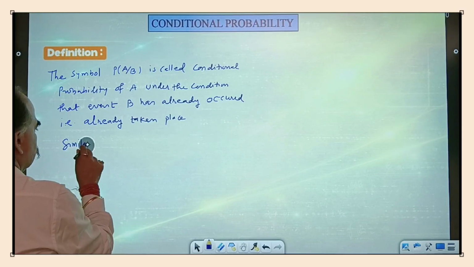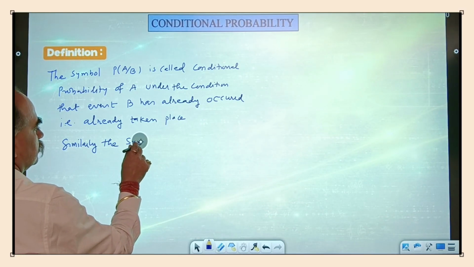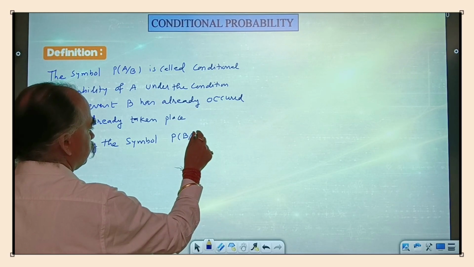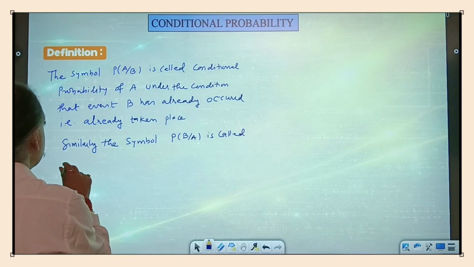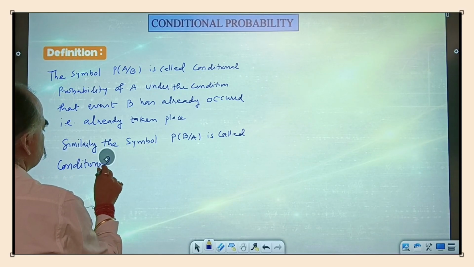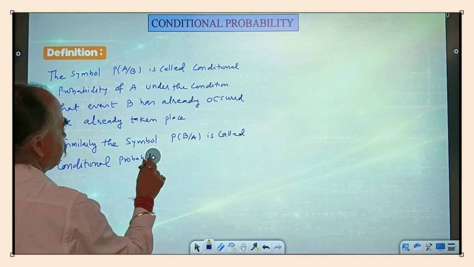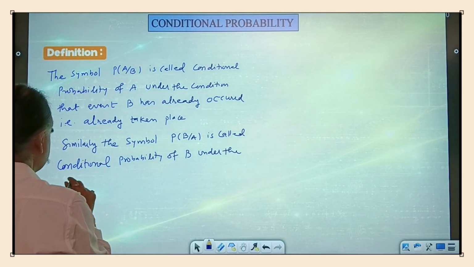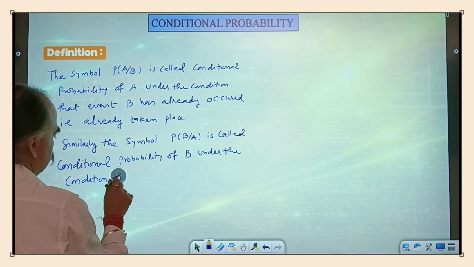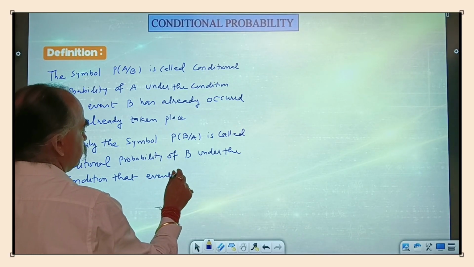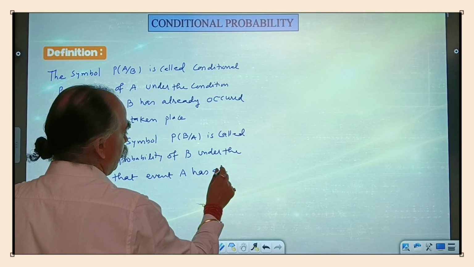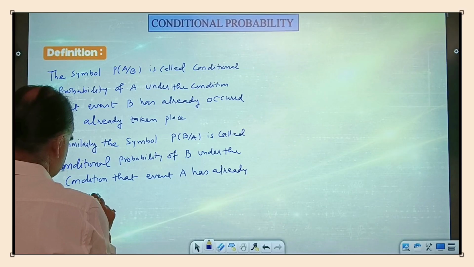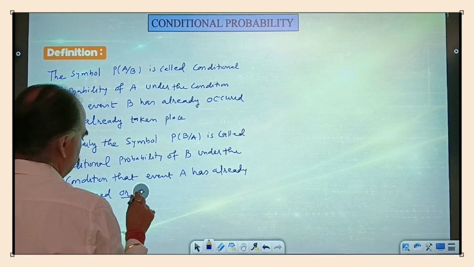Similarly, the symbol P(B/A) is called conditional probability of B under the condition that event A has already occurred or already taken place.